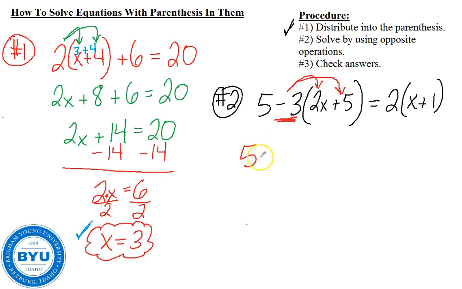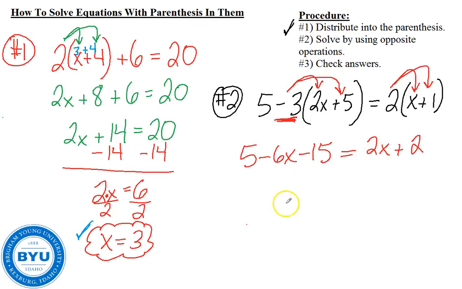So I'm left with 5. When I do negative 3 times 2x, I get minus 6x. And when I do negative 3 times 5, I get minus 15. Don't forget, you have to distribute the negative into the parenthesis. So they both become minus. Minus 6x, minus 15. Now we distribute the 2. I distribute the 2 in. I get 2x plus 2.